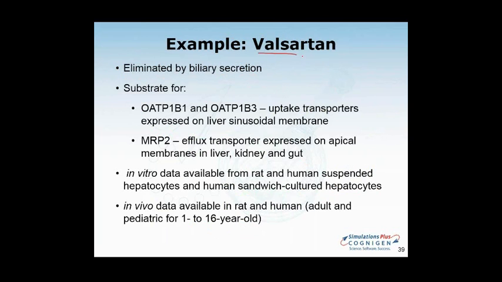The first example is valsartan. This is a compound which is cleared by biliary secretion, and it's a substrate for OATPs in the liver to take the drug up into the liver, and then MRP to efflux the drug into the bile. We had in vitro data, again a publication by Roche, measured in rat and human hepatocytes, and in vivo data in rat and human adults, and then we also used data for pediatrics to validate the scaling down into the children.